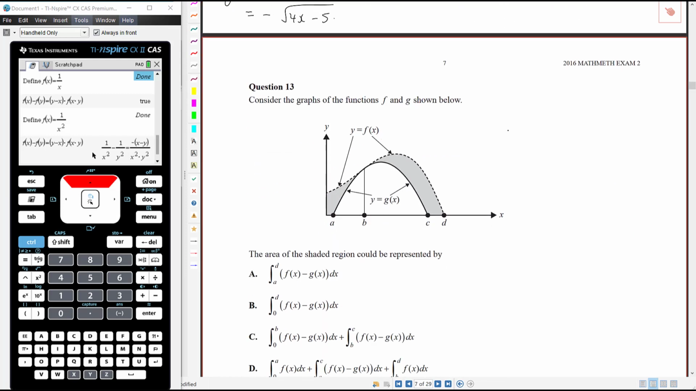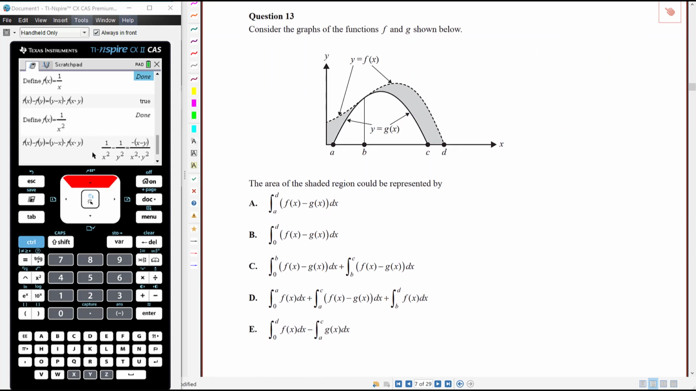Okay, question 13. Consider the graphs of the functions f and g shown below. The area of the shaded region could be represented by... Let's think about what we actually need to do to calculate the area of the shaded region. It's not strictly an area between two curves, because it's only an area between two curves between here and here, and so you wouldn't have thought about these bits.